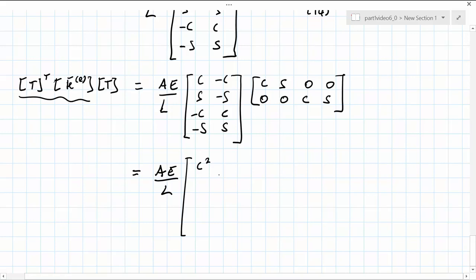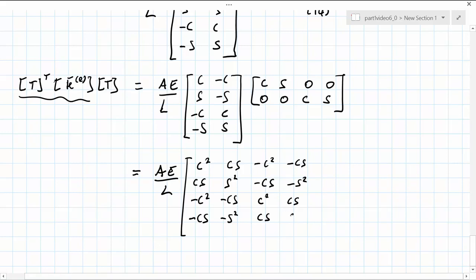So we have C squared, CS, minus C squared, minus CS, CS, S squared, minus CS, minus S squared, minus C squared, minus CS, C squared, CS, minus CS, minus S squared, CS and S squared, and this is then equal to our element stiffness in global coordinates.